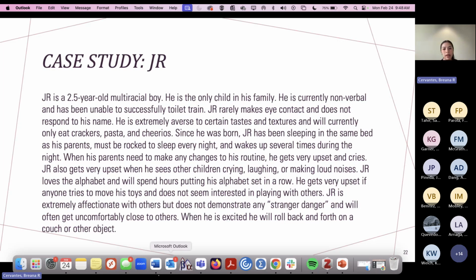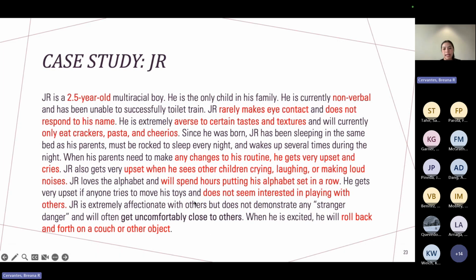And when he's excited, he rolls back and forth on a couch or other objects. So that's again that repetitive sensory motor behavior, what we would call stimming. Exactly. I think you all got all of it.